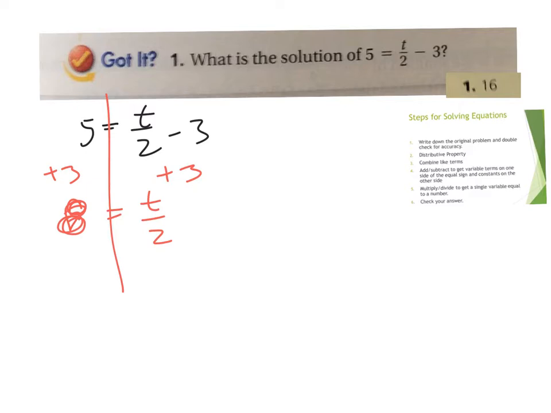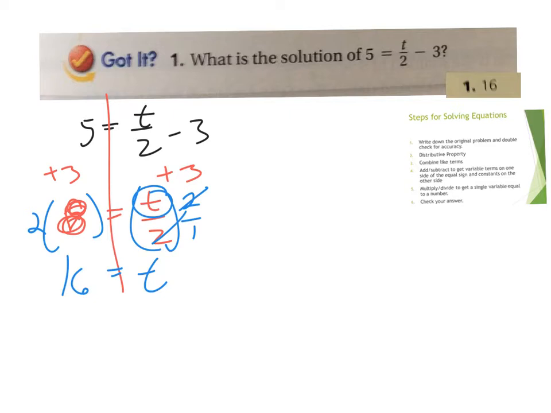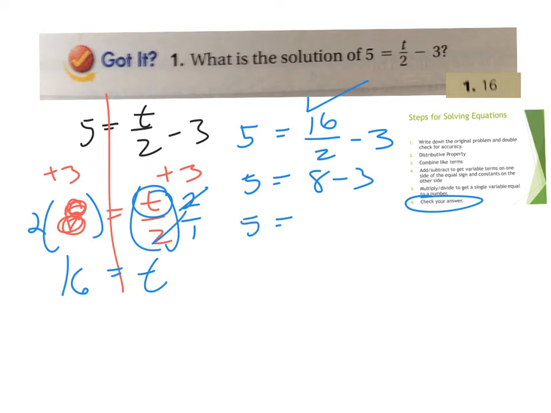Now I'm to the multiply and divide phase. I want to get that t by itself. The inverse operation of dividing by 2 is multiplying by 2. And I'm going to show that on both sides, please. 16 equals, and these 2's cancel out, so it's just t. So t is 16. Not done yet, though. Don't forget that check. And so I take my original equation, again, original equation, plugging in 16 for t. And I solve it. So 5 equals 16 divided by 2 is 8 minus 3. And that is indeed correct. So my answer of t equals 16 is correct.